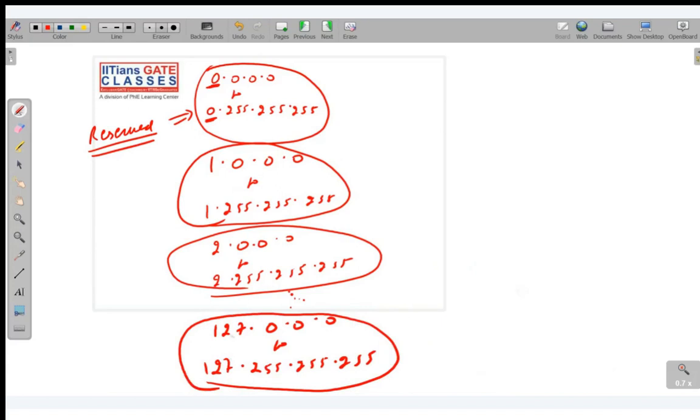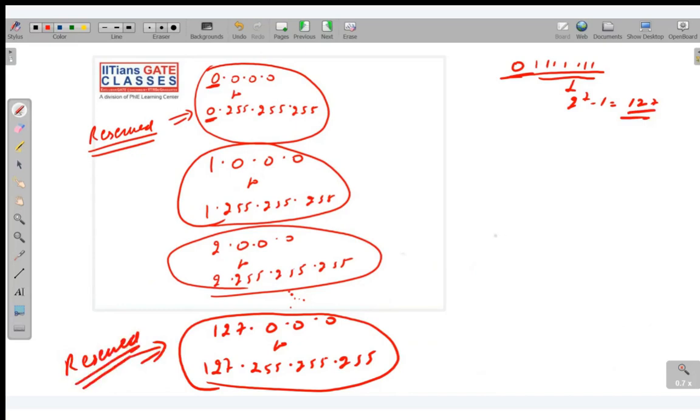Okay, so why are we not going to 128? 128 is not there. Why? Because the first bit is 0, that is reserved. So in the first octet we can have at most 7 ones: 1 2 3 4 5 6 7. So 7 ones is nothing but 2 power 7 minus 1, that is 127. That's why we have gone till 127. So this first block is reserved and the last block is also reserved.